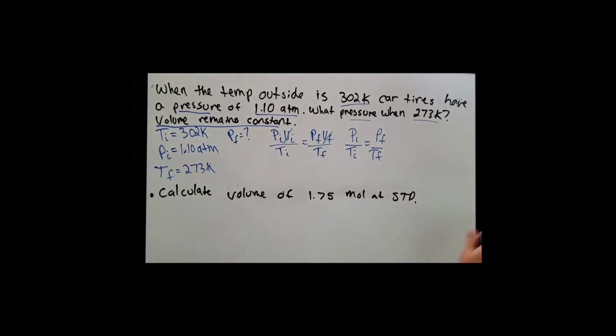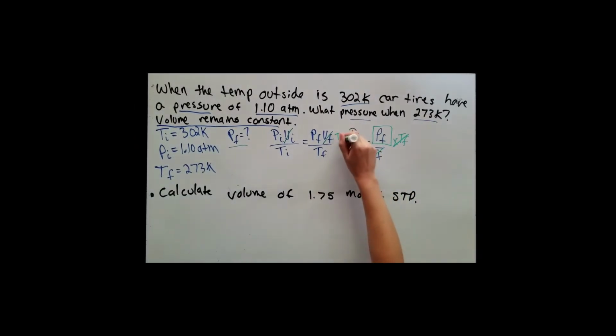Now we're solving for the final pressure. So we want final pressure by itself. We need to get rid of this TF. Since it's in the denominator, we need to multiply by TF so that they're on opposite sides of that horizontal line and they cancel. So on this side, they'll cancel. Whatever we do to one side of the equation, we have to do to the other. So I'm going to multiply this side of the equation by TF as well.